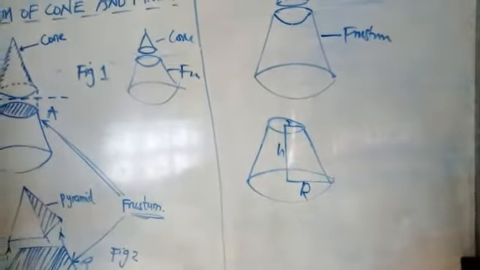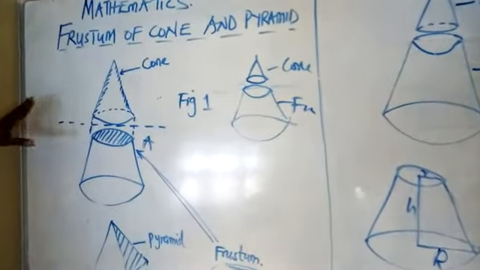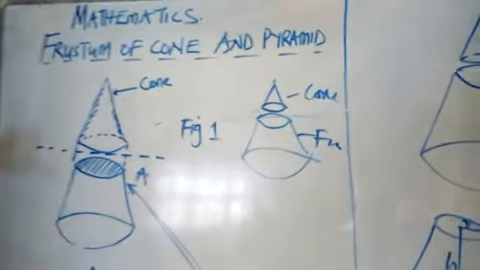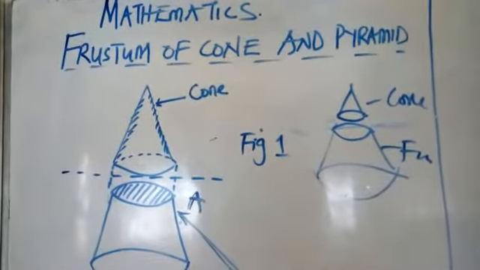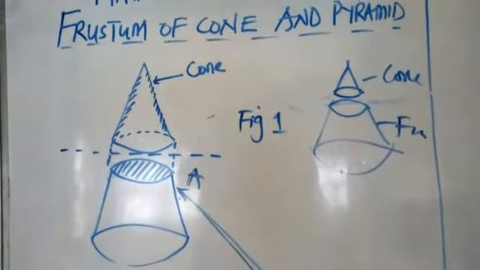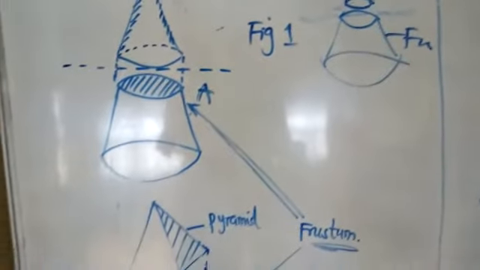Let me give you a little time to write it down before I clean the board, before we forge ahead. So you can see this is the frustum of the cone. You can see the top part of the cone as the cone, while the bottom is the frustum of the cone.